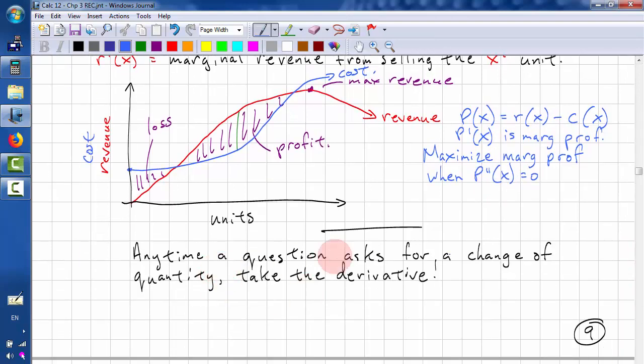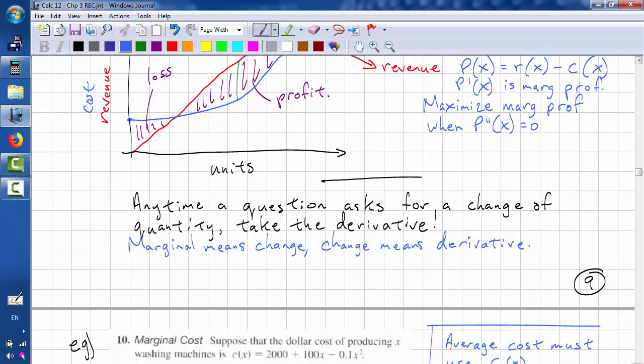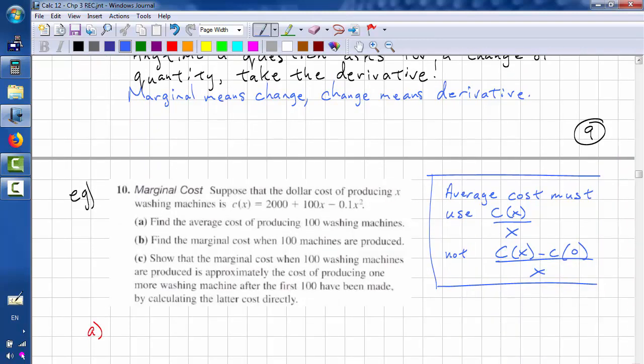So anytime a question asks for a change of quantity, we want to take the derivative. And marginal means change. And change means derivative. We're doing calculus, so take the derivative if you're unsure. Marginal cost.